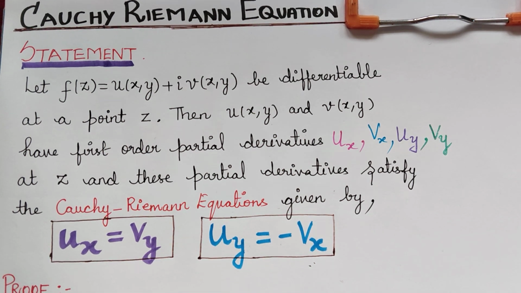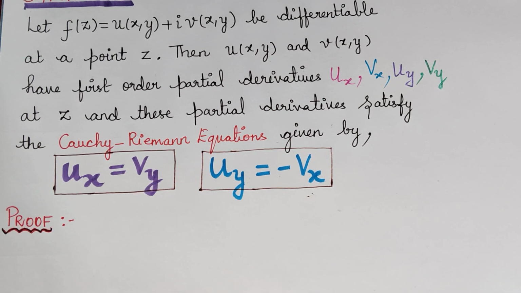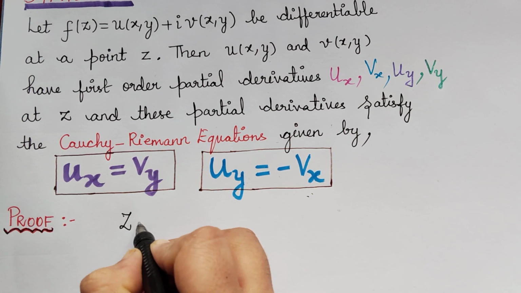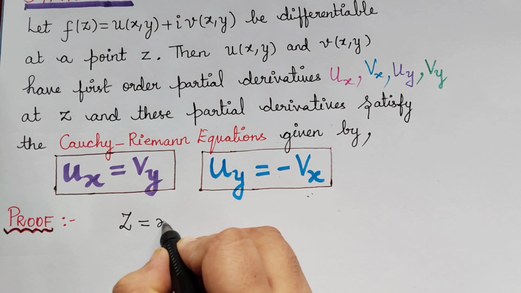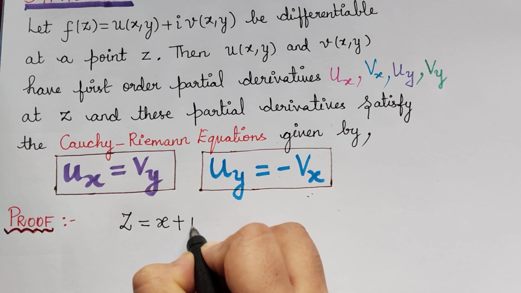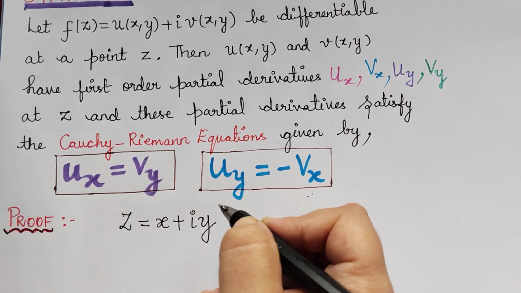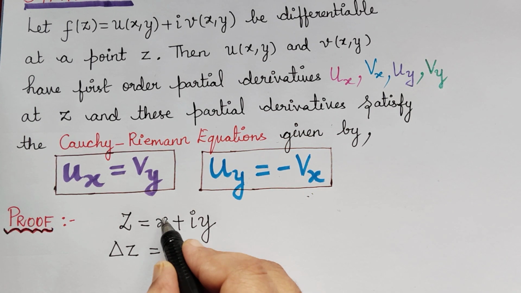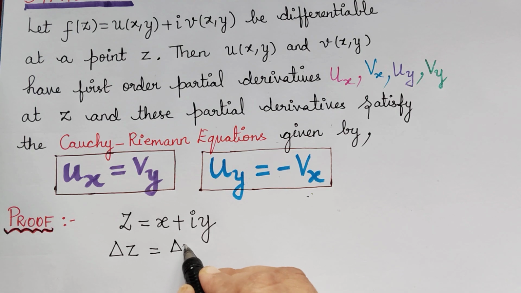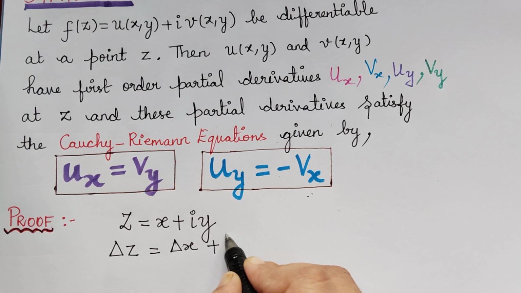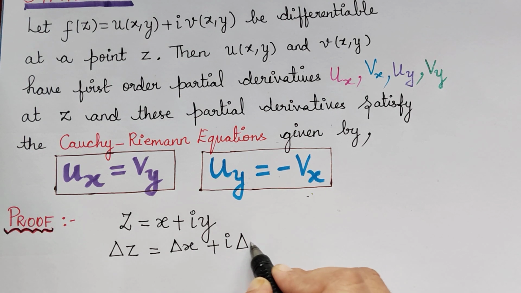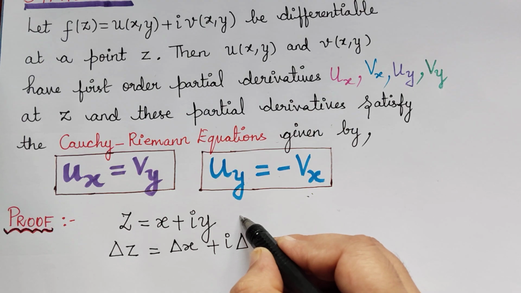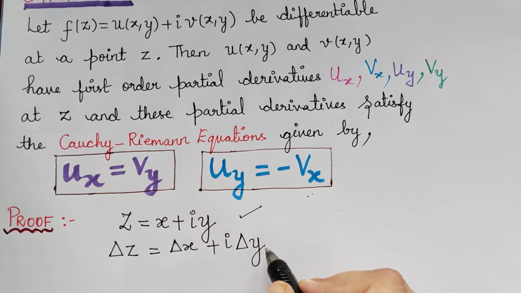So as the first step, let us write the complex variable z. So what is complex variable z equal to? We know that it is equal to x plus iy. And what will be the small change in z? It will be delta z, and that is equal to a small change in x, so delta x, plus i times the small change in y, delta y. So this is the complex variable z and this is delta z.